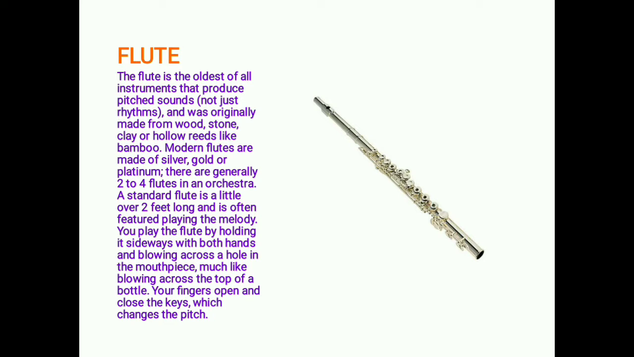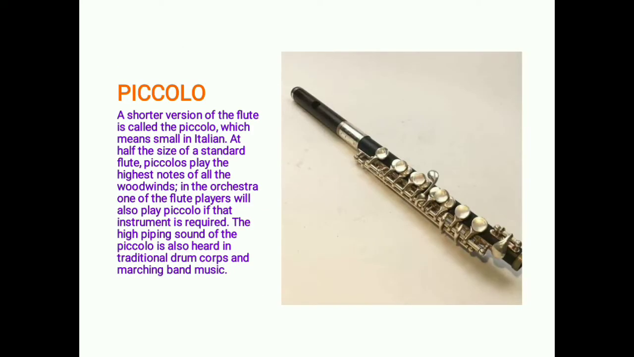You play the flute by holding it sideways with both hands and blowing across a hole in the mouthpiece, much like blowing across the top of a bottle. Your fingers open and close the keys, which changes the pitch.